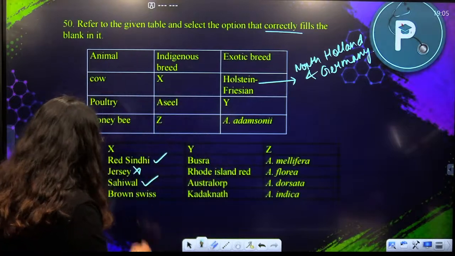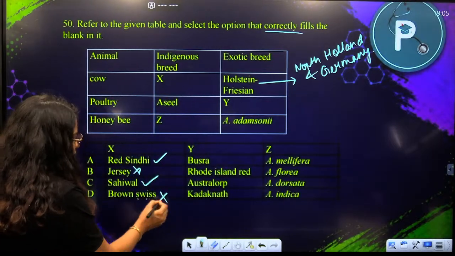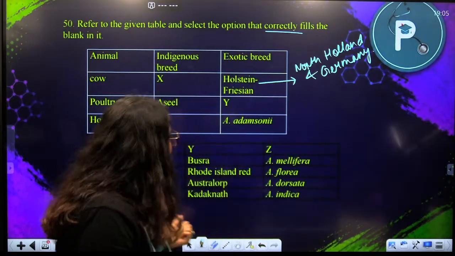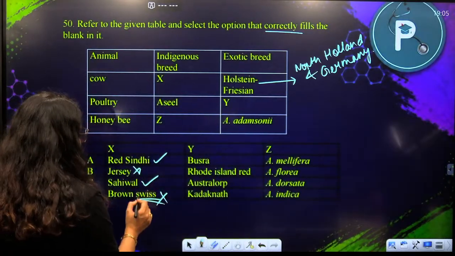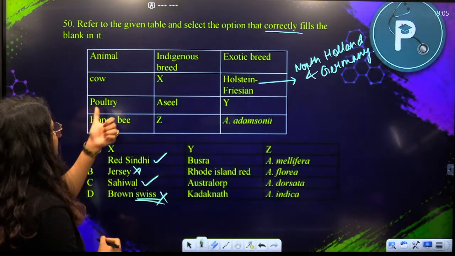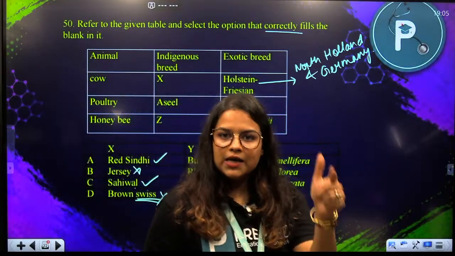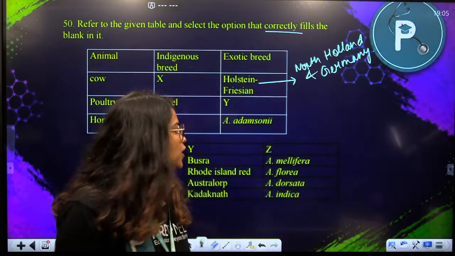Moving on to the Brown Swiss. Of course, Brown Swiss, as the name suggests, they are from Switzerland, the Alps of Switzerland. So this can't be an indigenous breed. So we have already found two options. Now let's see poultry. Aseel. Yes, Aseel is an indigenous breed of chicken or poultry.